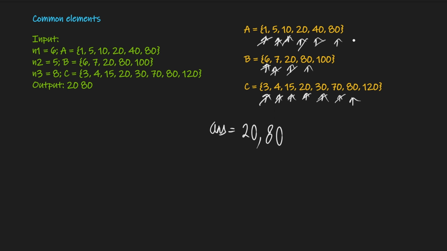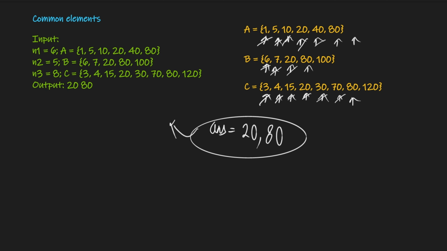As we increase now, we see that we are out of bounds. And as we go out of bounds, that means that we will not be finding any common elements now. So whatever is in the result or answer, we will be returning that. I hope the approach is clear.